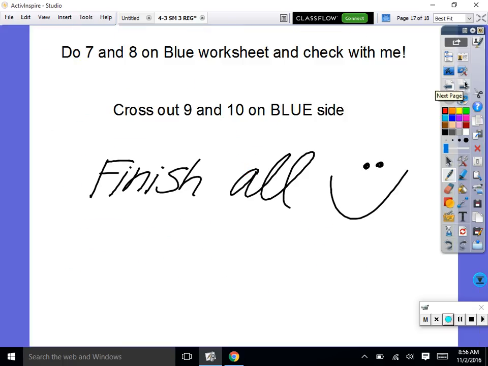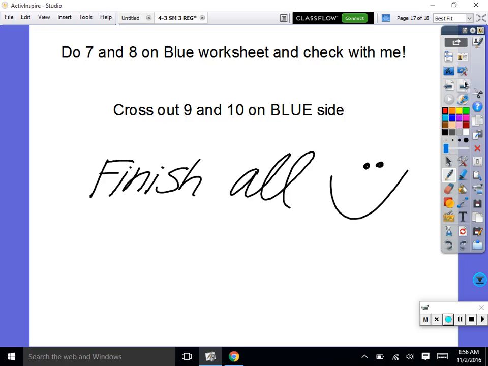Okay, so I would like you to do 7 and 8 on the blue worksheet while you're in class and check, or at least do 7. Check with me, that's probably the hardest one on the entire worksheet. Now, cross out 9 and 10 on the blue side, because we're going to stick to the algebra one. So only on blue, cross out 9 and 10 right now, so that when you leave, you already know that you don't have to do those.